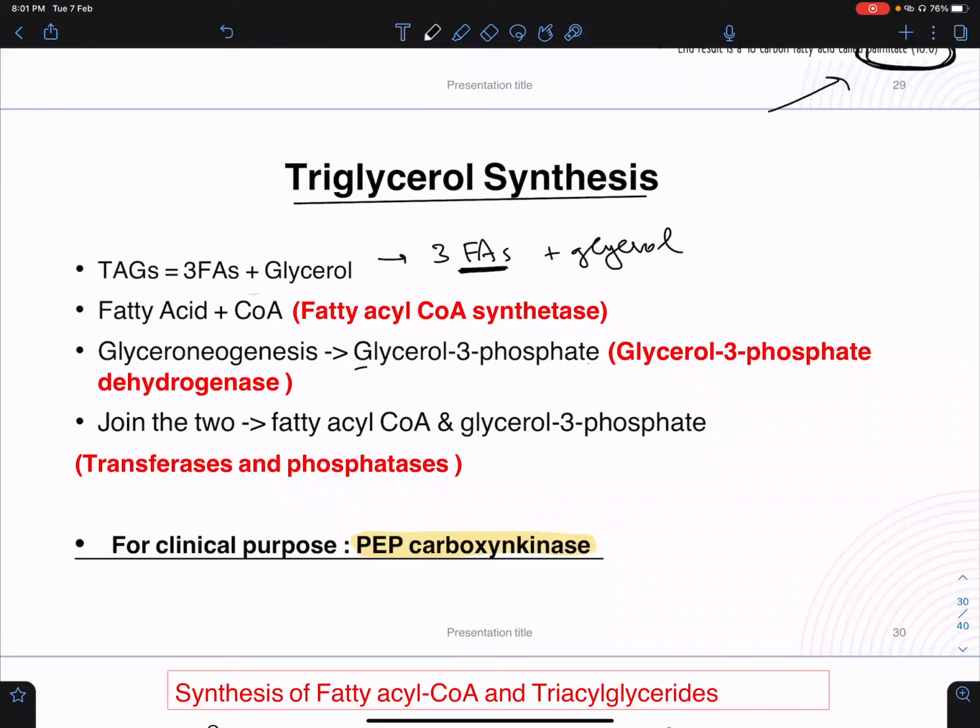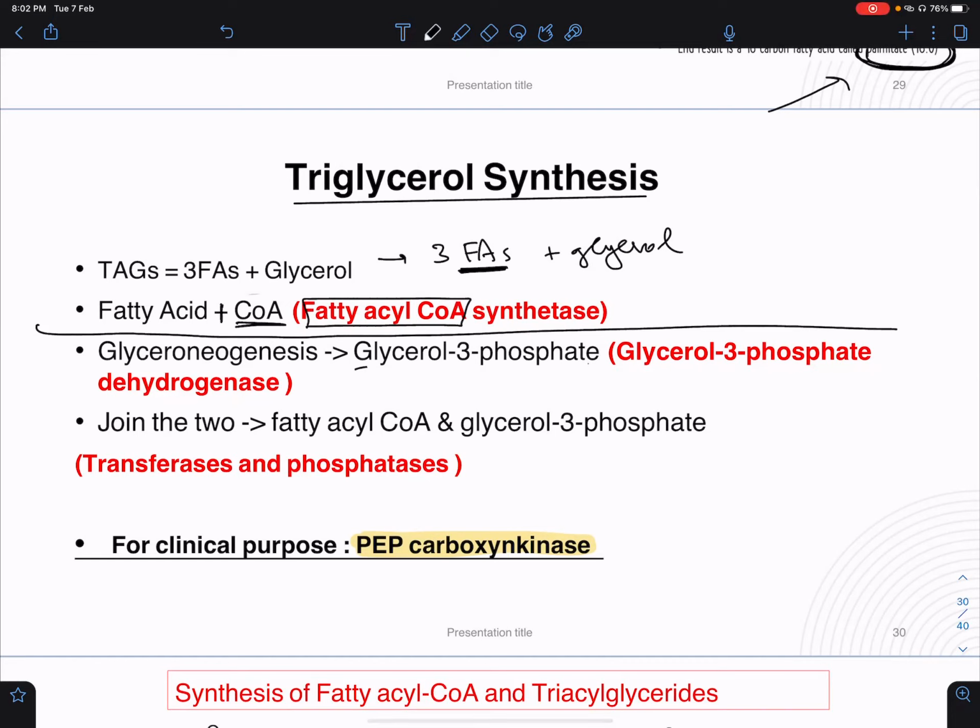Do you get this part? Yes, okay. So the first step in making triglycerides is connecting the fatty acid to a CoA. So we can get fatty acyl-CoA, because that's the thing that's needed to be part of the triglyceride. And the enzyme that's involved is called fatty acyl-CoA synthetase. So till here, we're just talking about how to make the fatty acids that are needed for the triglycerides. It's just a fatty acid plus a coenzyme A. Is this part clear?